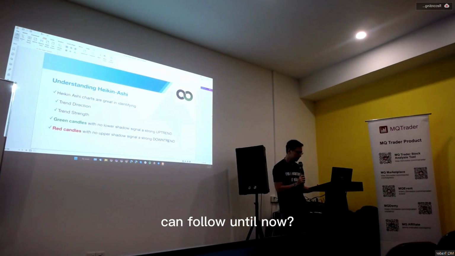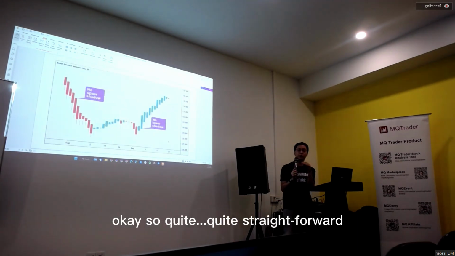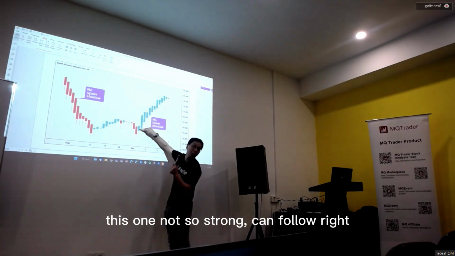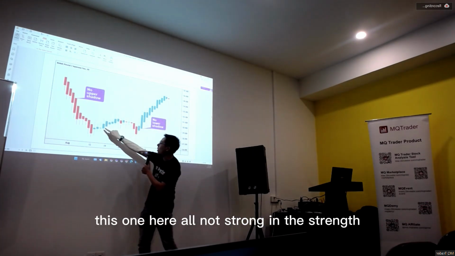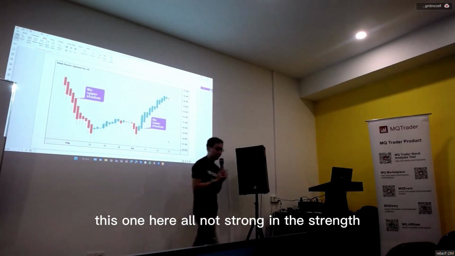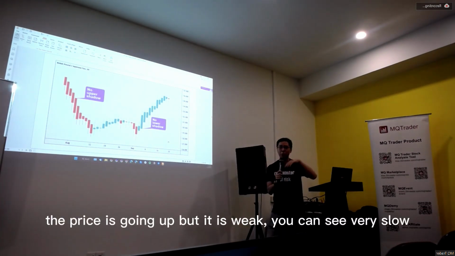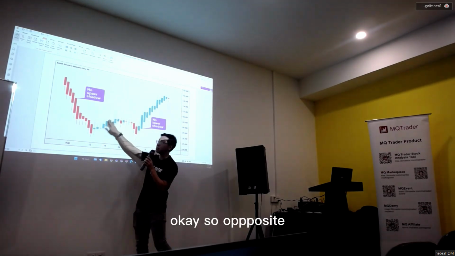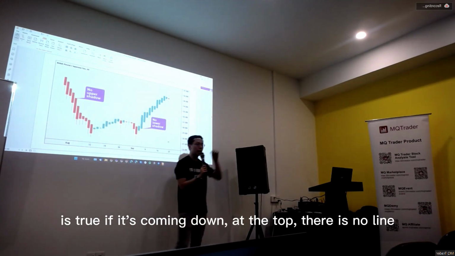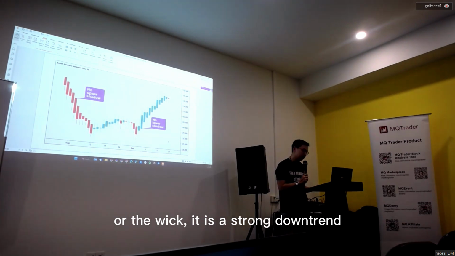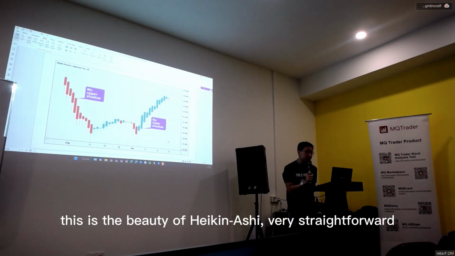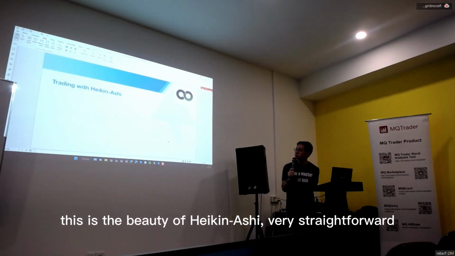Can follow so far? Okay, quite straightforward. Okay, strong, this one not so strong. Can follow, right? So this one here, all not strong in the strength. It means that it's green, the price is going up, but it's very weak. You can see it's very slow. Okay, so the opposite is true. If it's coming down and at the top there's no line, there's no wick, it's a strong downtrend. Okay? So this is the beauty of Heikin-Ashi, very straightforward.